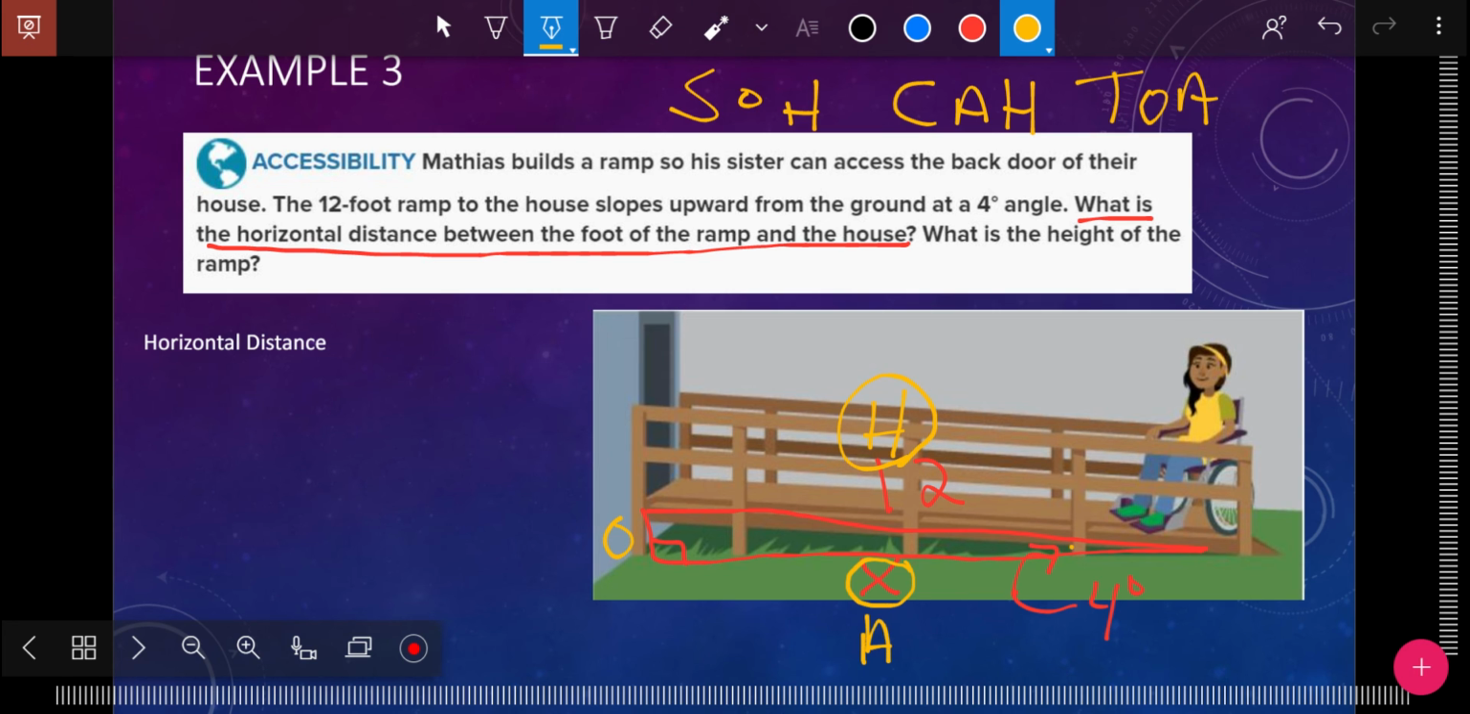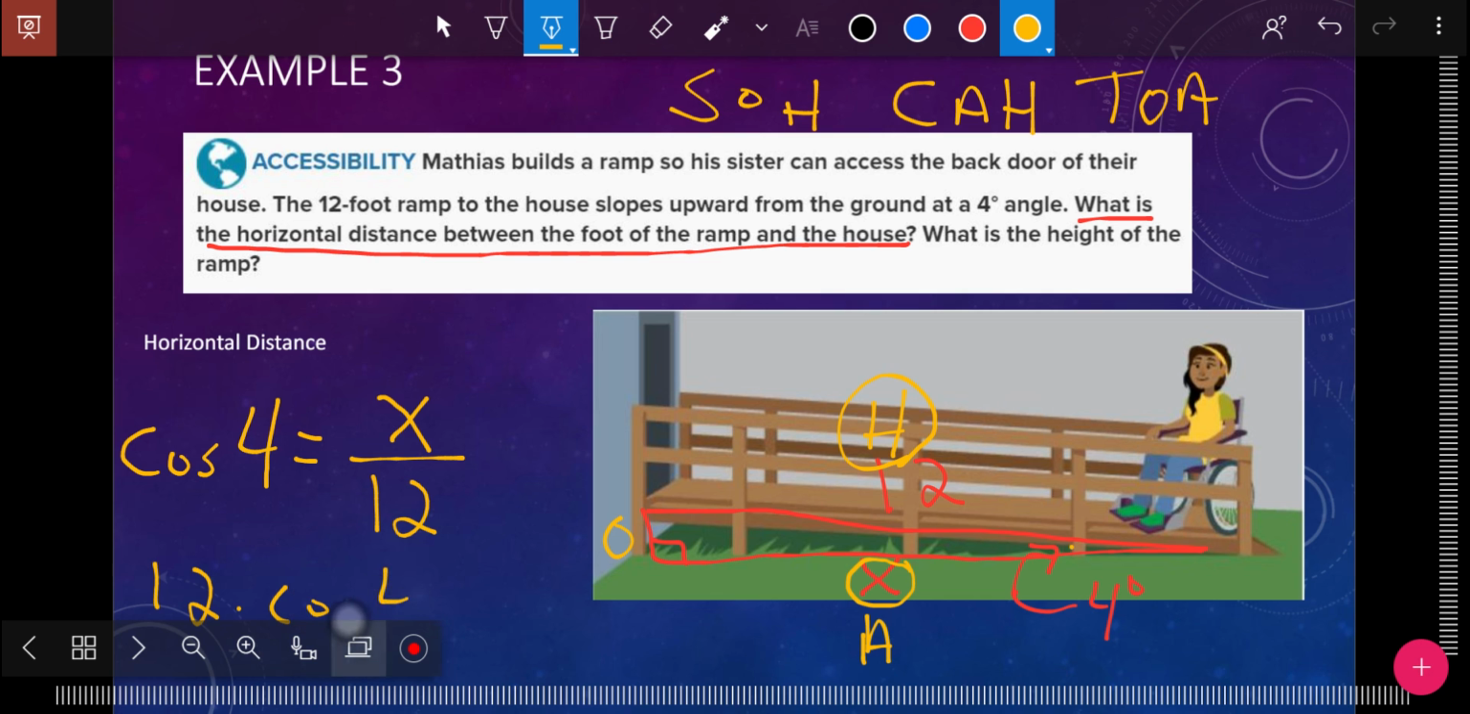So A and H, which one of these three uses A and H? CAH uses A and H. So CAH is cosine of 4 degrees, always of the angle, equals A over H. I times both sides by 12. And then see if you can do this in your calculator.